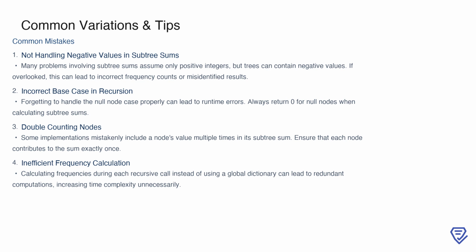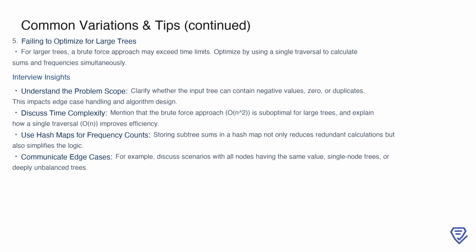Lastly, watch out for inefficient frequency calculations. If you calculate frequencies during each recursive call instead of using a global dictionary, you may end up with redundant computations, which can unnecessarily increase the time complexity of your solution. Now, optimizing for larger trees is another critical consideration. A brute force approach might work for smaller inputs but can exceed time limits for large trees. To address this, aim to calculate sums and frequencies in a single traversal, which significantly improves efficiency.